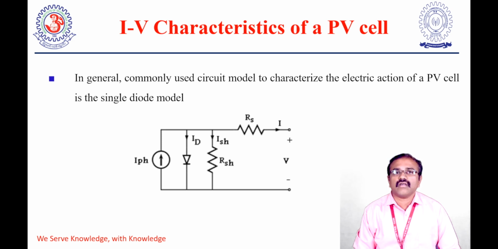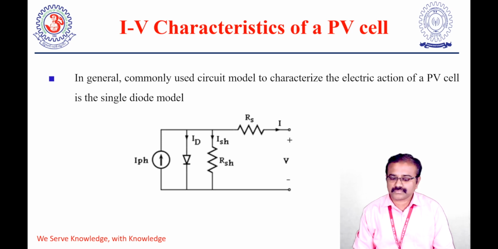The single diode model is the commonly used electrical circuit model to characterize the electrical behavior of a PV cell. You can see from the circuit diagram that the diode is in parallel with a resistance, that is the shunt resistance, and we are connecting a series resistance. Finally, we are measuring the output voltage from the PV panel. Next slide.